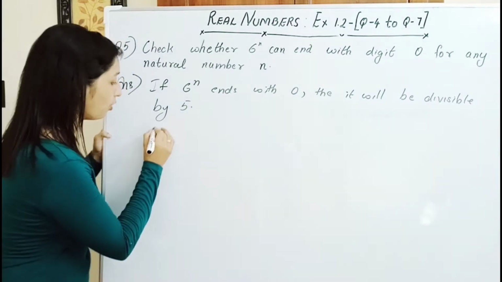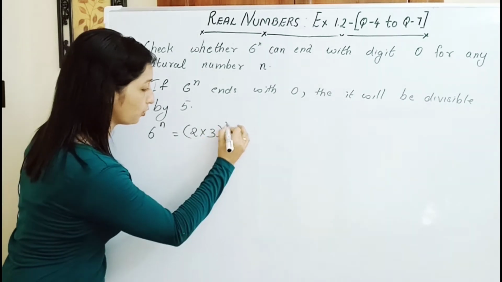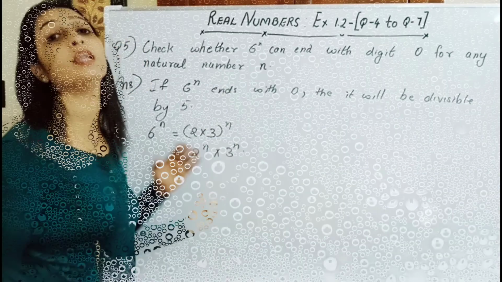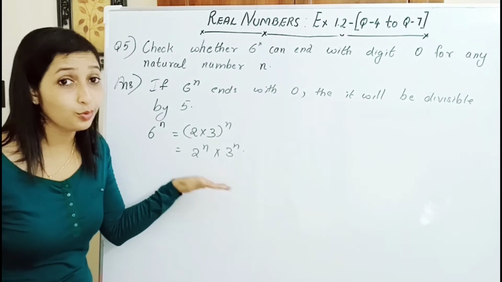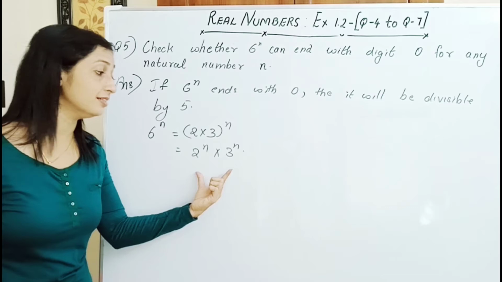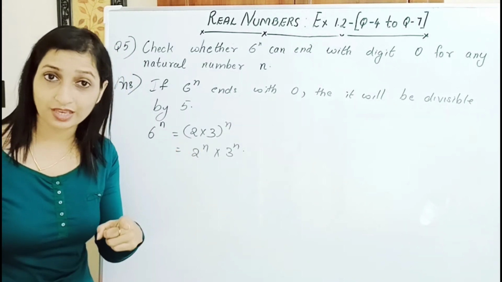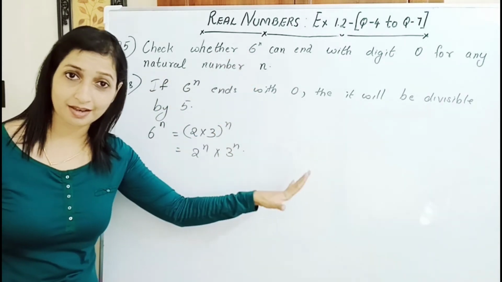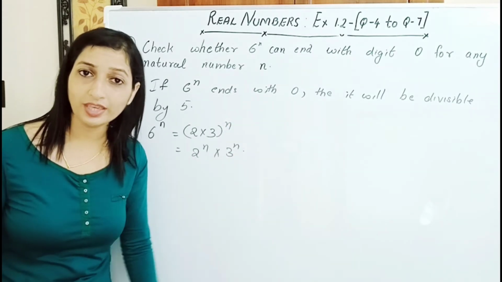So now let us check the prime factorization of 6 raised to n to see whether 5 is a prime factor. So how can you write 6 raised to n? You can write it as 2 into 3 raised to n, which can be written as 2 raised to n into 3 raised to n. But by the fundamental theorem of arithmetic, what can you say? According to its uniqueness, there are no other prime factors other than 2 and 3 for 6. So clearly you can say that 6 raised to n cannot have 5 as a prime factor, and so 6 raised to n does not end with 0.